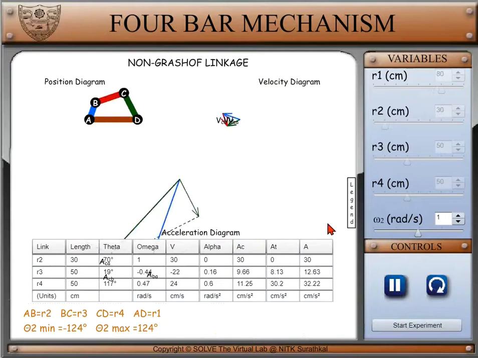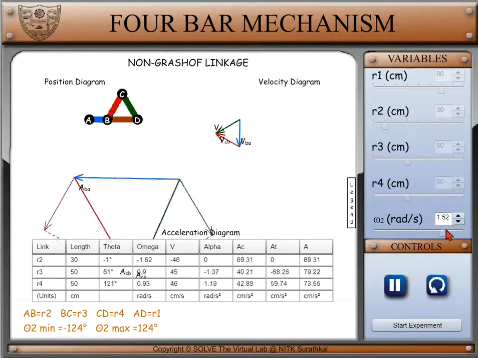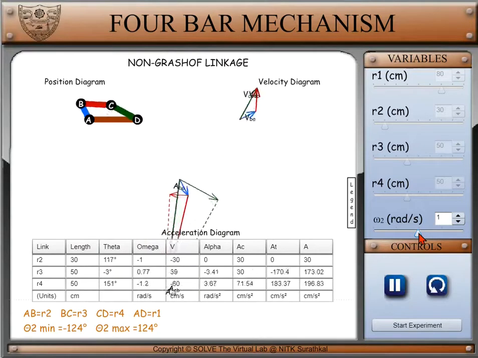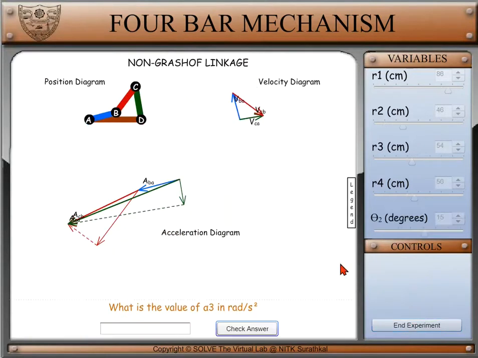In this phase, angular velocity omega2 is your given input. Move it to adjust. Begin the experiment by clicking on Start Experiment. Calculate your angular acceleration A3 using the input variables.